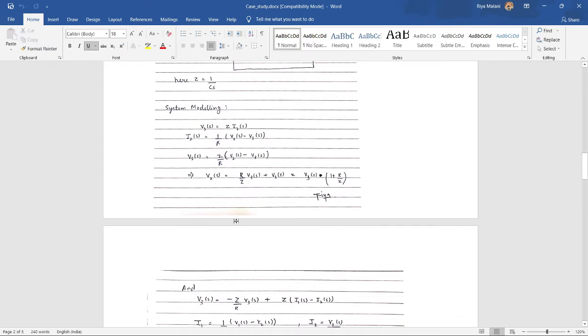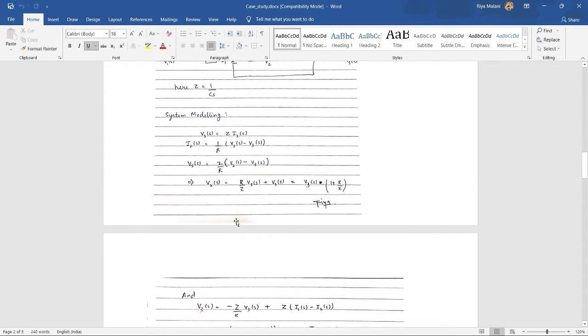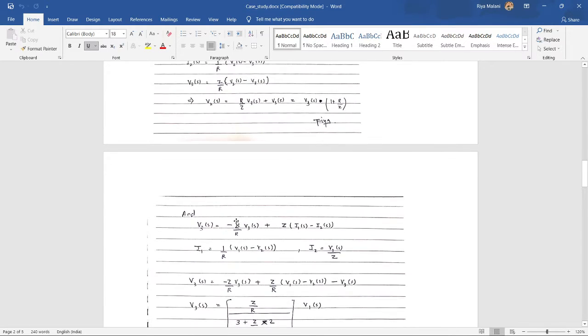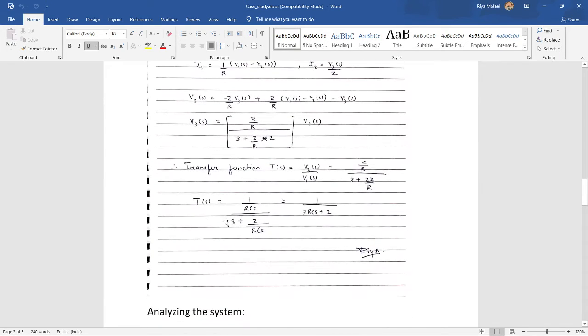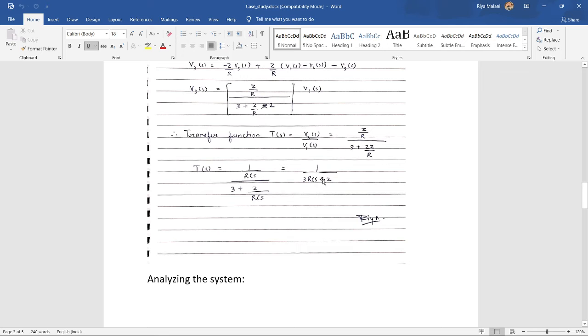For finding the transfer function, we just need to find V3(s) upon V1(s). So by calculating, the transfer function comes out to be 1 over 2 plus 3RCs.